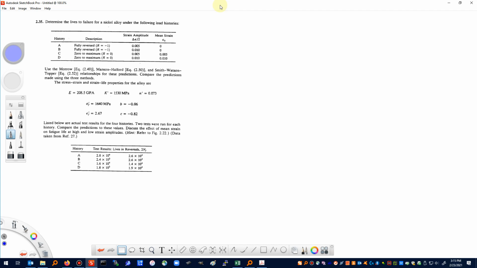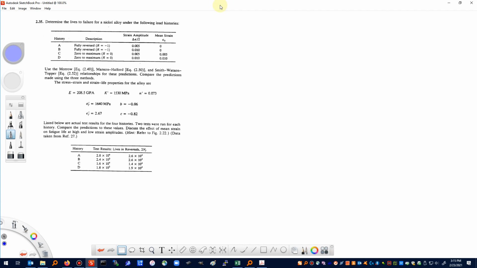And in this particular problem, we have a nickel-based alloy under 4 histories, 2 of them at R equal to -1, and 2 at R equal to 0. And we are supplied with the strain amplitudes for these histories. We were given material properties, and then we were given some test results. And we want to compare predictions using the 3 methods, and then we want to take a look at the test results and compare our predictions or our calculations to these test results.